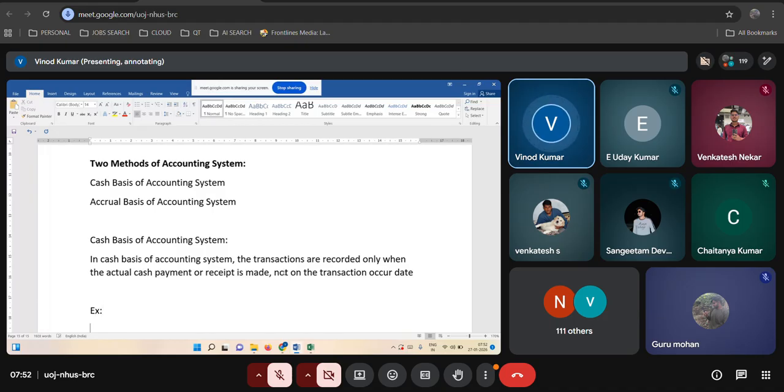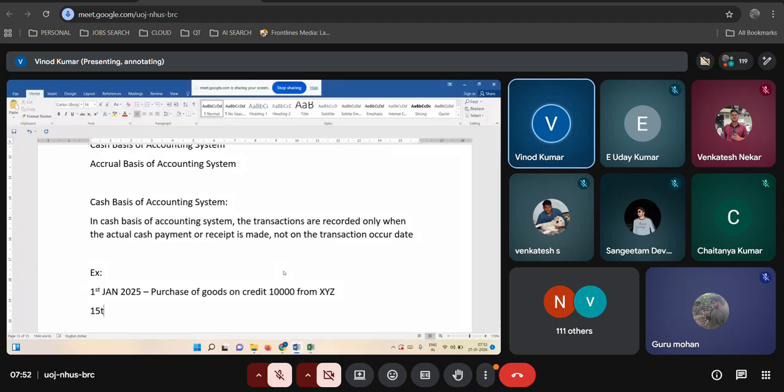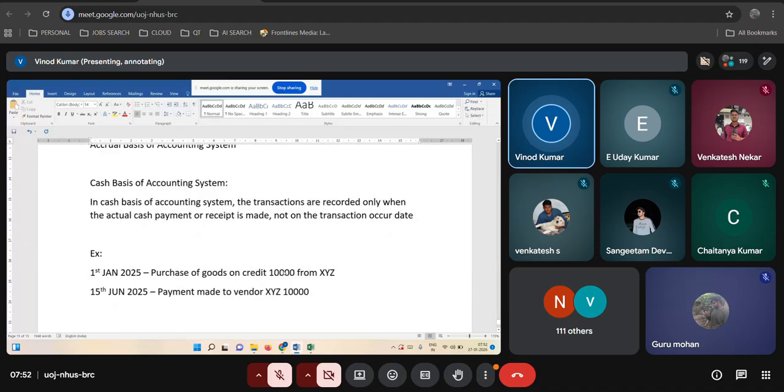For example, on 1st January 2025, purchase of goods on credit, 10,000 rupees from XYZ. On 15th June 2025, payment made to vendor XYZ, 10,000. According to your understanding of the definition I wrote here, kindly tell me, guys, when the transaction will be recorded. Is it on 1st January or 15th June?